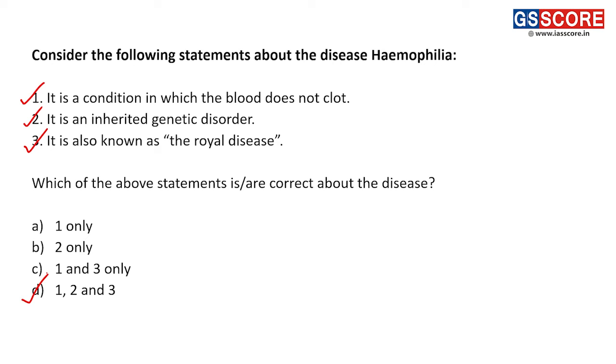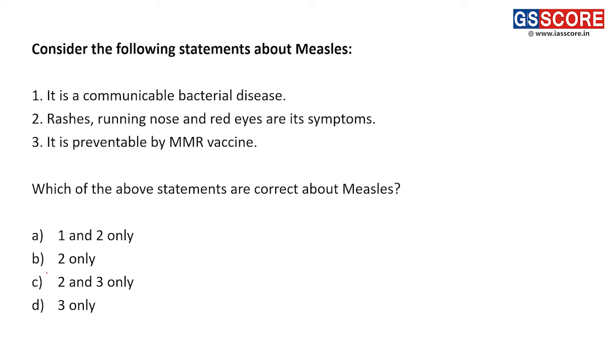Next question is, consider the following statements about measles. So again, this is an important question because of the measles outbreak in Mumbai. Let us consider the statements first. It is a communicable bacterial disease. So yes, it is communicable, but it is not a bacterial disease, it is a viral disease, right? Measles is a viral disease.